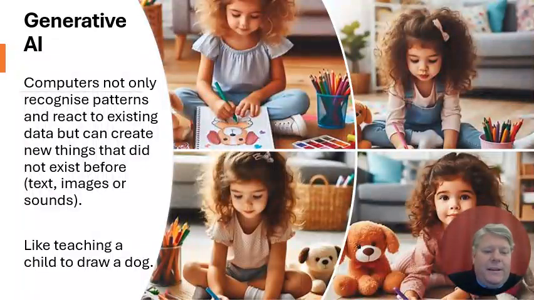With generative AI, the algorithms don't just recognize patterns in large amounts of data. They take these large amounts of data and then they use them to create new things that did not exist before: new text, new images, new audio. Okay, so it's like teaching a child to draw a dog. They've seen lots of dogs, they know how to use a pencil, and they draw something new. They create their own image of a dog.